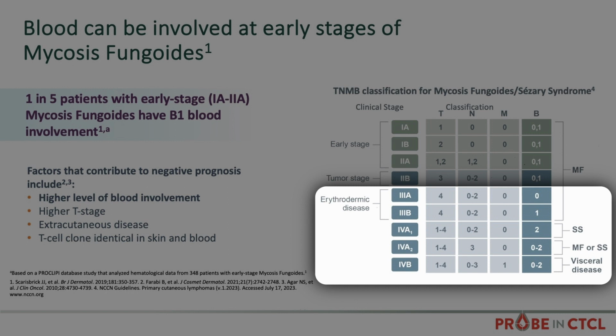And of course, the critical step happens when they reach a significant and specific threshold for blood involvement, more than 1,000 circulating malignant cells in the blood, which is considered B2 disease.